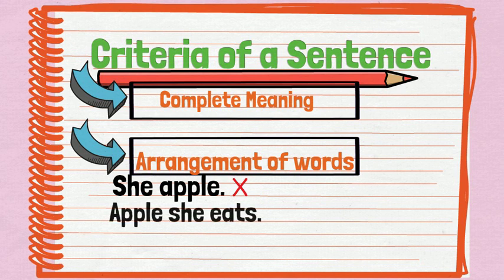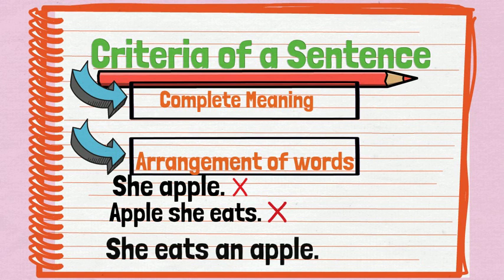Let's see another example. Apple she eat. This sentence is also wrong. Why? Because of wrong arrangement of words. Let's see a third example. She eats an apple. This sentence is correct. Why? Because here we are getting complete meaning and also correct arrangement of words.